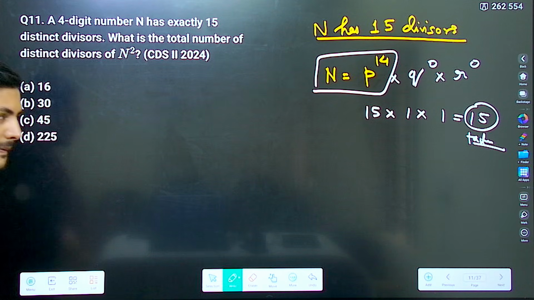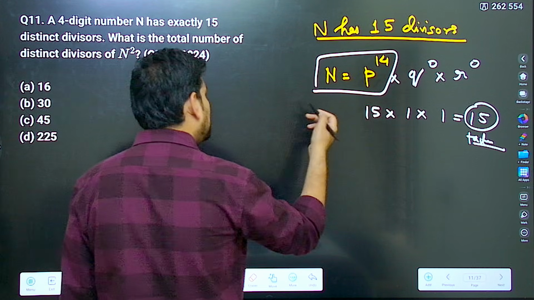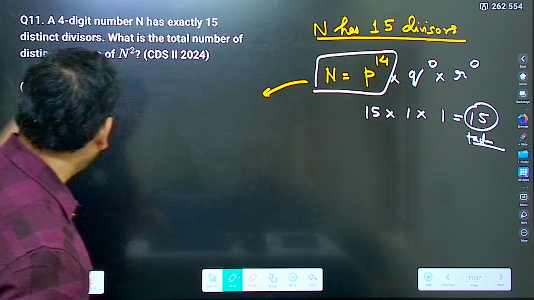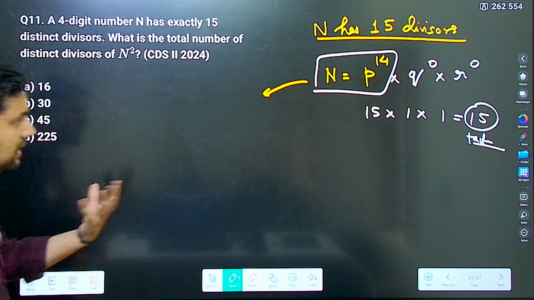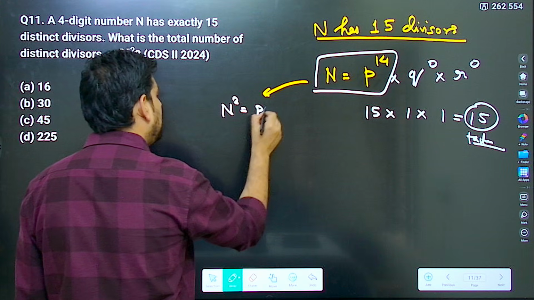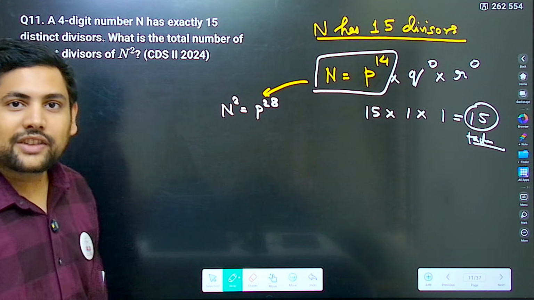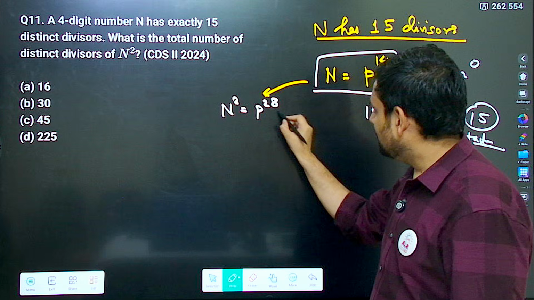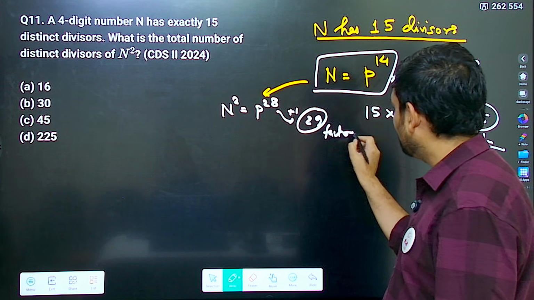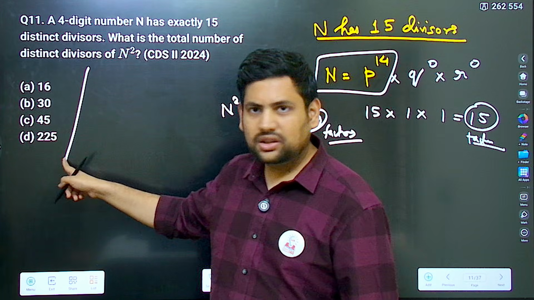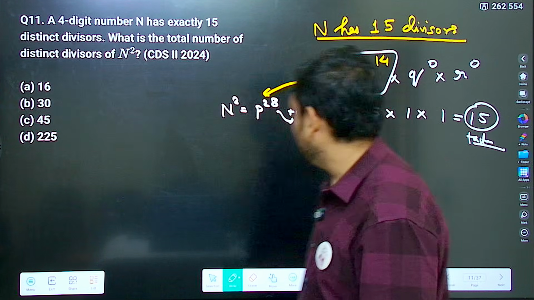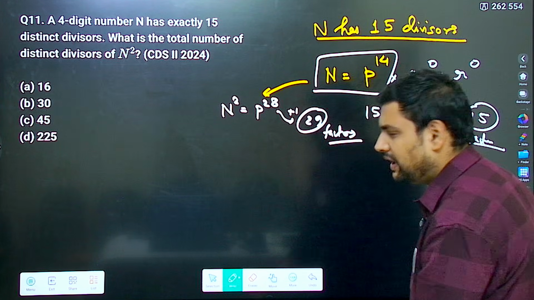Now, the other possibility can be, see, if you take this possibility, you are not getting any of the options. Now see why. So if n is p power 14, then n square is what? N square is p power 28. How many factors now? 28 plus 1, that is 29 factors. Is it in options? 29? No. So that means this is not the one we are looking for. So this was case 1. We are not finding an option for this.